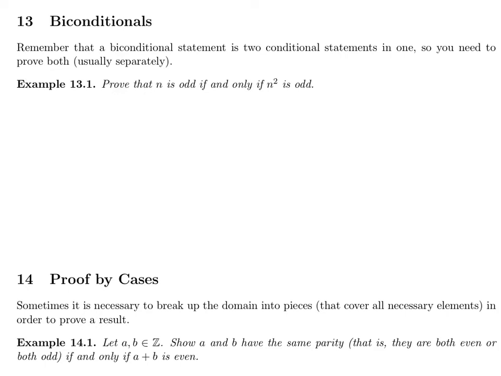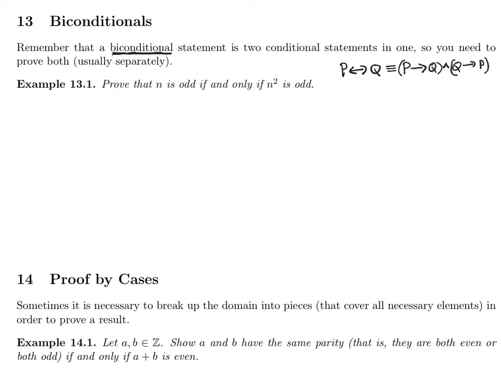In this video, I just want to remind you guys what a biconditional is. Remember, a biconditional is an if and only if. So it means P if and only if Q. And remember, that's the same thing as P implies Q and Q implies P.